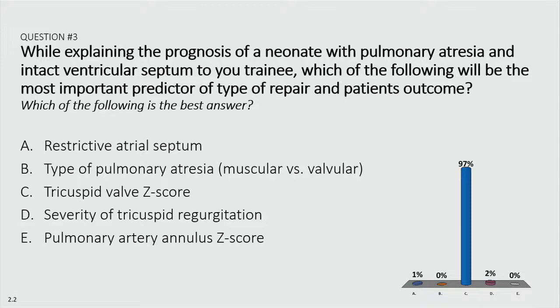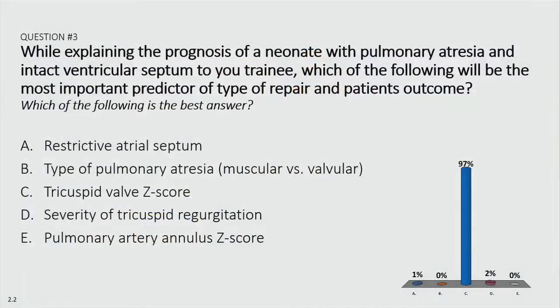The larger the tricuspid valve Z-score, the less likely that there is going to be significant sinusoids, and the bigger this tricuspid valve Z-score, the more developed the right ventricle. Restrictive atrial septum, unlike hypoplastic left heart, does not play an important role in the hypoplastic right heart. Type of pulmonary atresia, again, doesn't matter. The majority of them are muscular, typically. Severity of tricuspid regurgitation does matter, but less than tricuspid valve Z-score. And pulmonary valve annulus Z-score typically does not matter because it can be atretic and there is no way to measure it before. Next question.